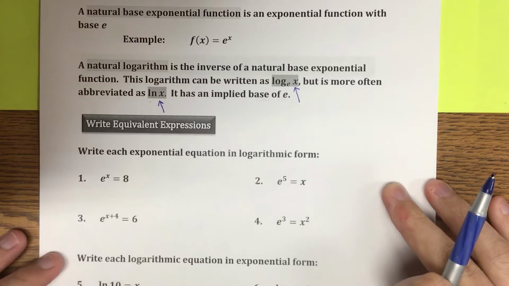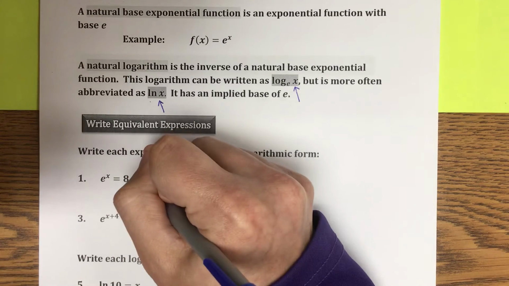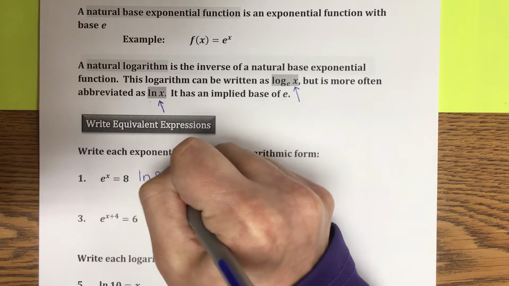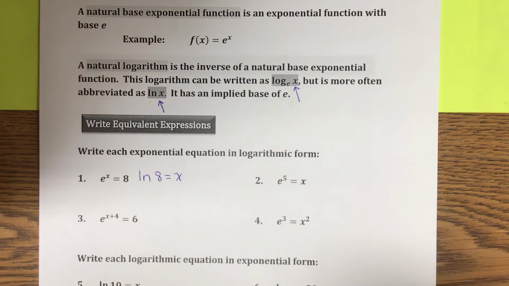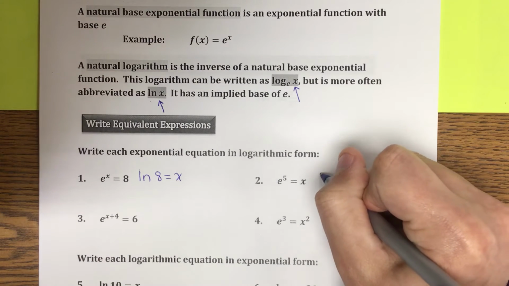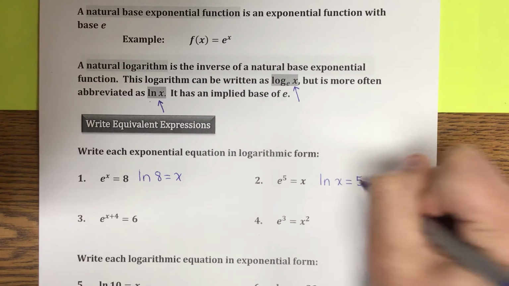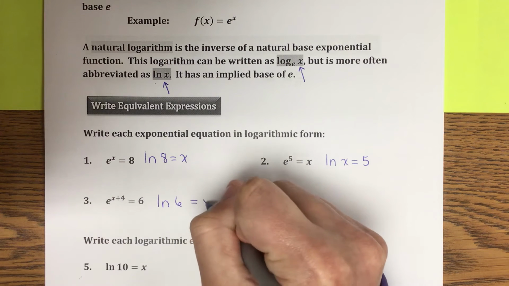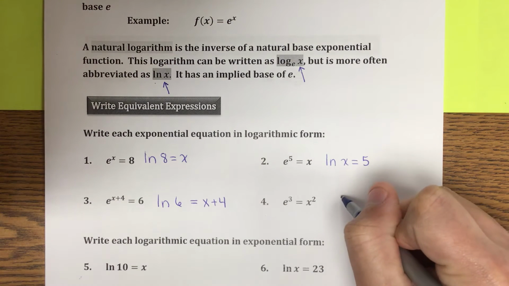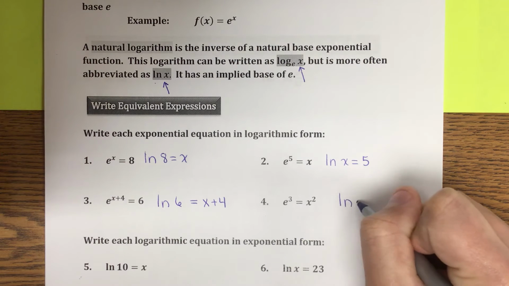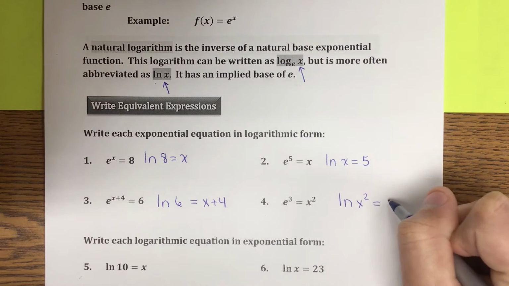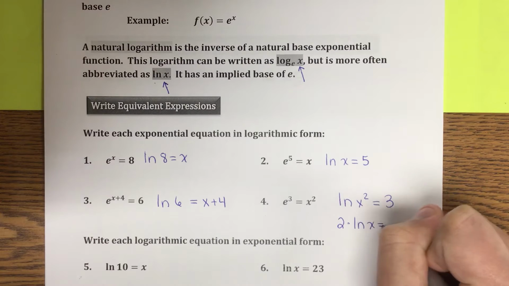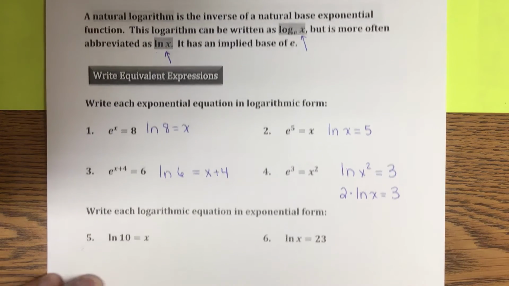Number 1 through 4 says write the following in logarithmic form. So this would be ln of 8 is equal to x. Remember, the exponent goes on the end of the logarithm. Then number 2 would be ln of x is equal to 5. Number 3 would be ln of 6 is equal to x plus 4. And number 4 would be the natural log of x squared is equal to 3, which if you want to use the power property, that would be 2 times the natural log of x is equal to 3. And you can reverse that as well.